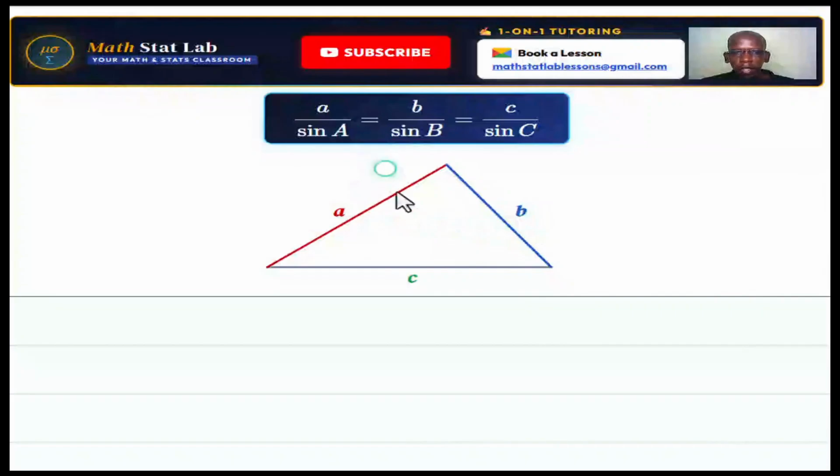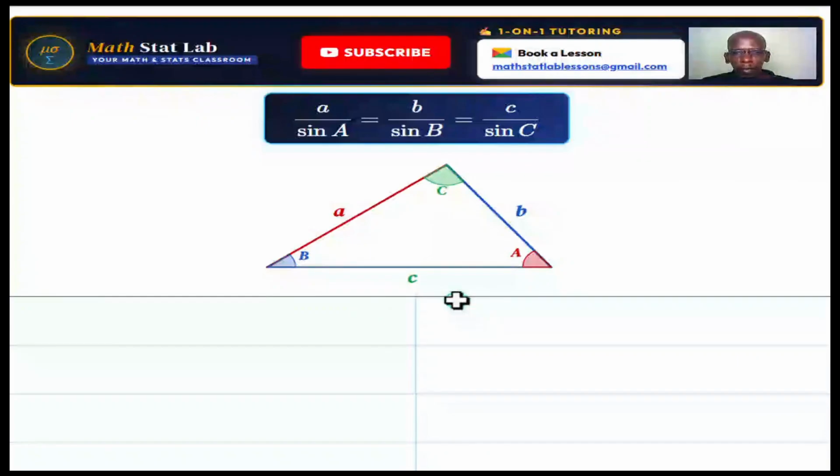For example, A is the angle directly opposite to side a, and I mean this angle here. Then capital B is the angle directly opposite to b, this angle here. And capital C is the angle directly opposite to side c, this angle here. So capital A is the angle opposite the side here, capital B is opposite b, and capital C is opposite this c here.